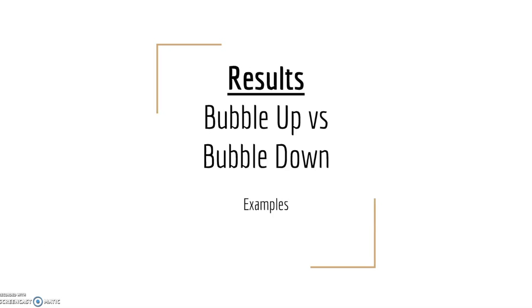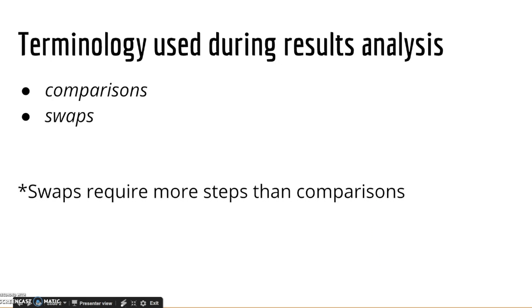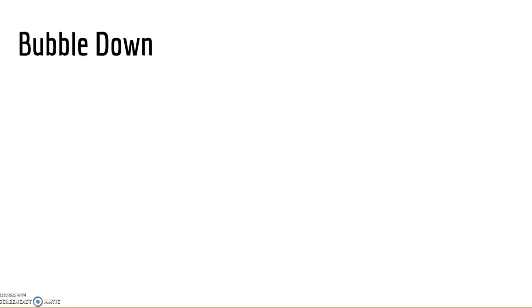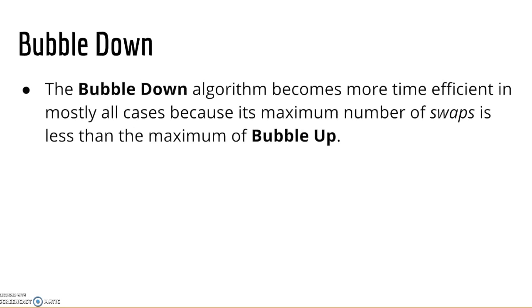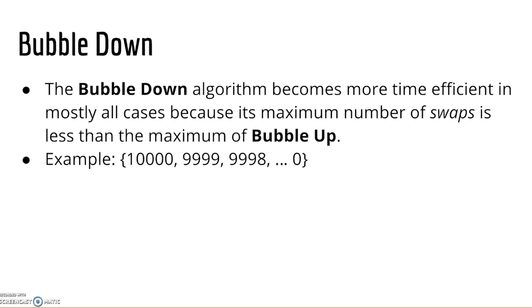In this section, we will cover examples of when each method is more time efficient. Furthermore, we will discuss and interpret results gathered from timed tests. In regards to heaps, two important terms to differentiate between are swaps and comparisons. Swaps require more steps than comparisons, and in turn have a larger impact on execution time. First, let's analyze bubble down. In most practical cases, bubble down will be more time efficient as it performs fewer swaps when compared to bubble up. Now suppose we will be utilizing a min heap.